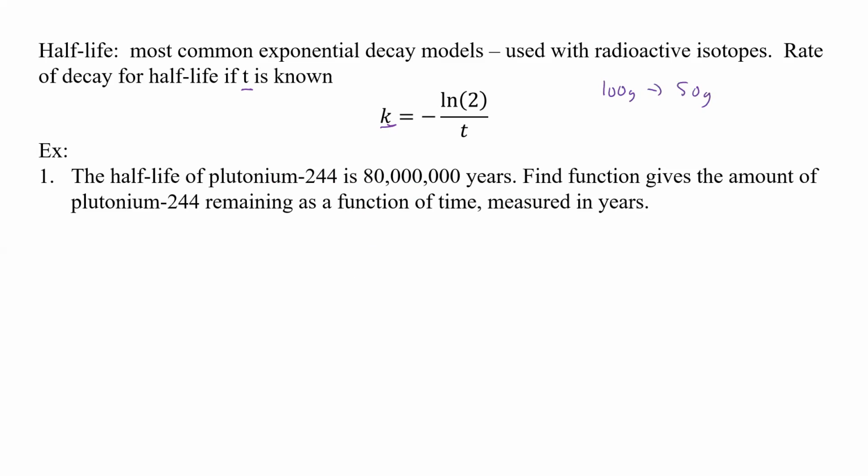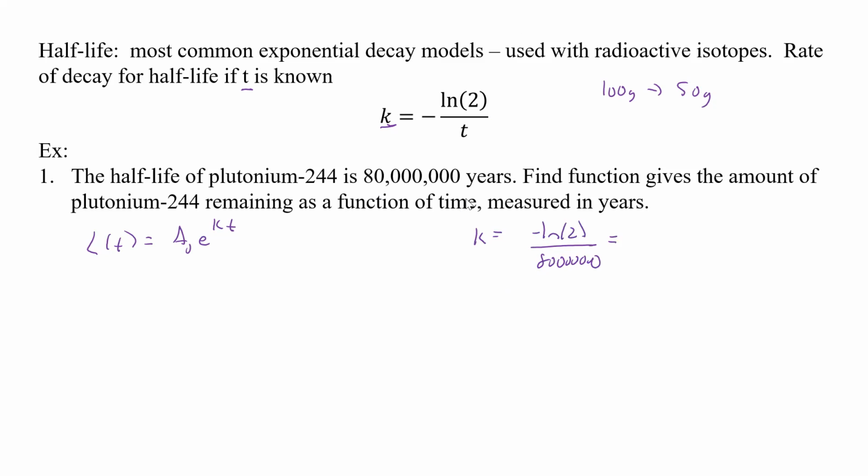Now, find the function that gives the amount of plutonium-244 remaining as a function of time measured in years. Well, that means we have to get a function that's going to be, maybe, life at time t is going to be some A naught e to the kt. So we're looking for this kind of function. First we have to find this k. Well, k is going to be minus ln of 2 over t, which is 80 million years. And we can figure that out in our calculator.